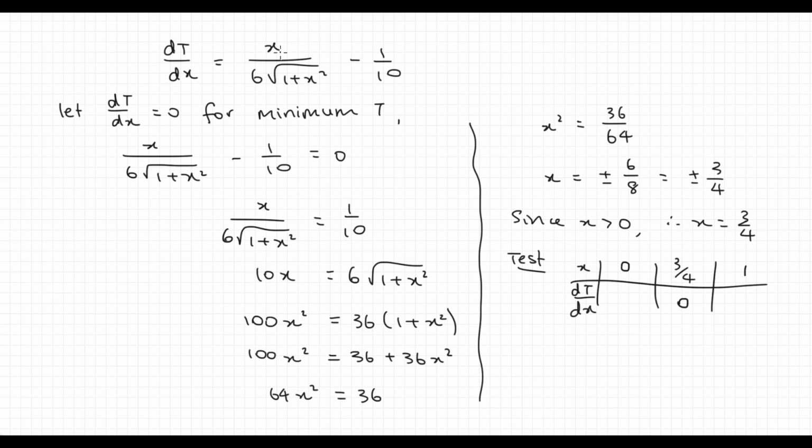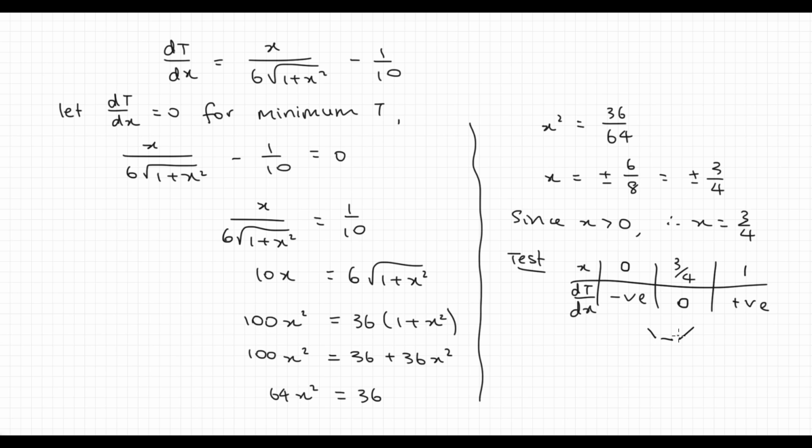dt dx is given by x on 6 root (1 plus x squared) minus 1 on 10. If I substitute 0 into this, I get 0 divided by something, minus 1 on 10. So I know that it's going to be negative. If I take 1 and I substitute that in, I get 1 on 6 root 2 minus 1 on 10. If I type that into the calculator, it's going to be a positive value. And what this shows me is that for this stationary point here, the gradient on the left is negative, then 0, and then it's positive.